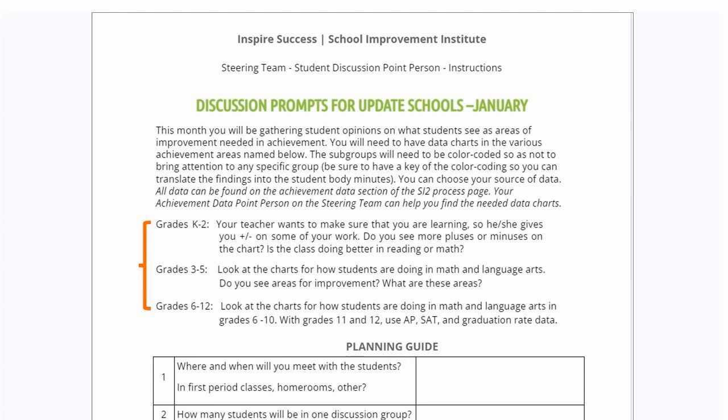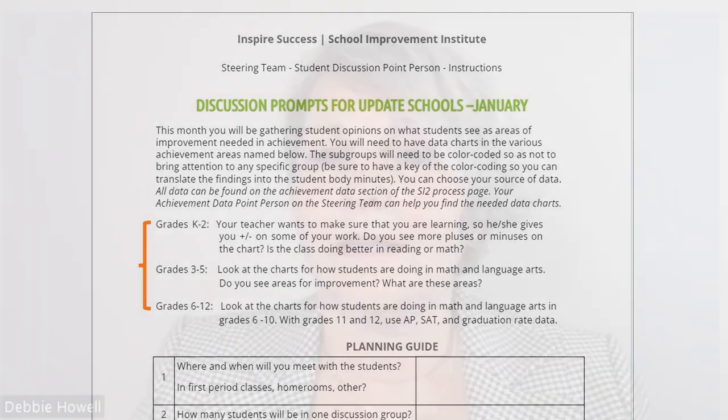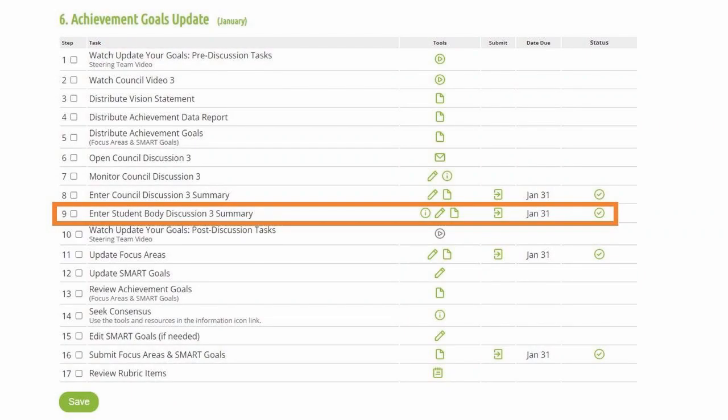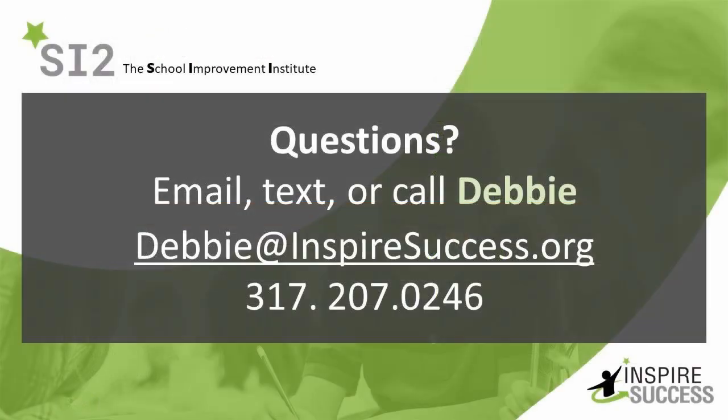When you first look at this module, you're more than likely thinking, we don't have time to do this. And it is a lot of work, but it's an important step to create critical buy-in from your parents, your teachers, and your students in what your school will be focusing on next year. When your student body discussion wraps up, click on the Enter Edit pencil icon in step 9 to write and submit a summary of your students' input to me for review. In the next video, we'll provide further details to wrap up this module.